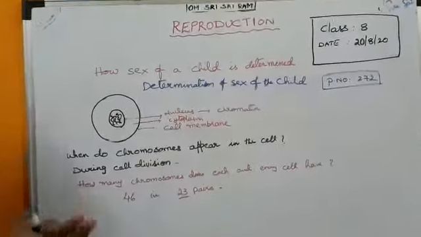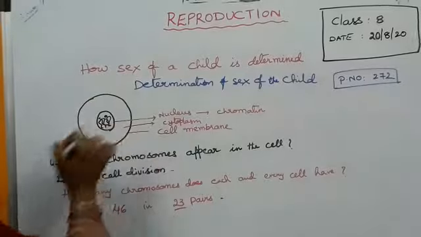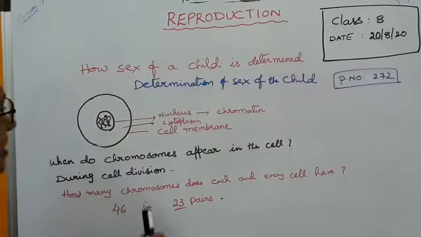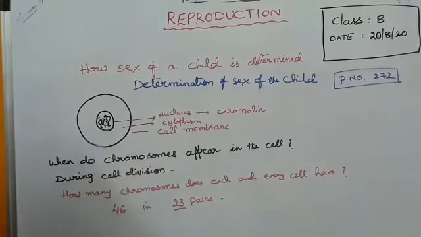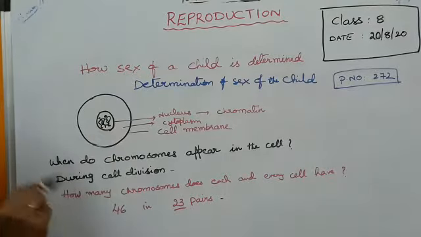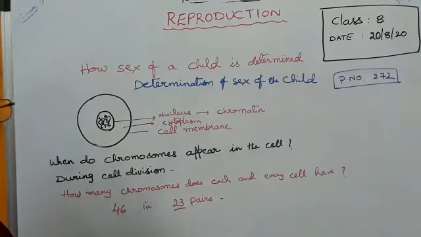First, let us go back to the lesson on the cell. This is the fundamental unit of life, that is, the cell. A cell has three basic components: cell membrane, cytoplasm and nucleus. The nucleus contains chromatin. This chromatin will condense and form thread-like structures called chromosomes.